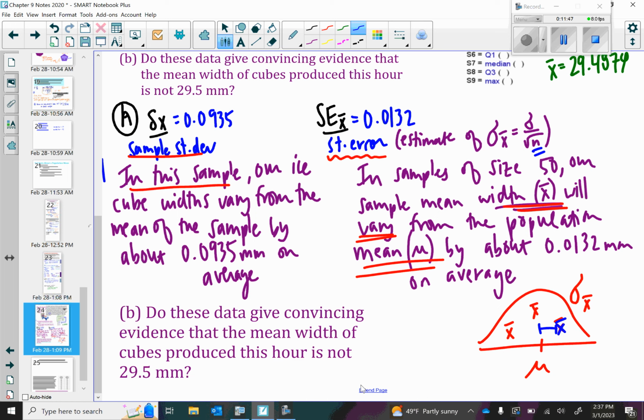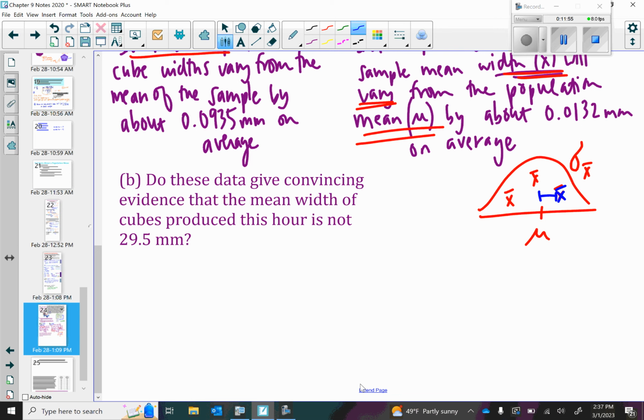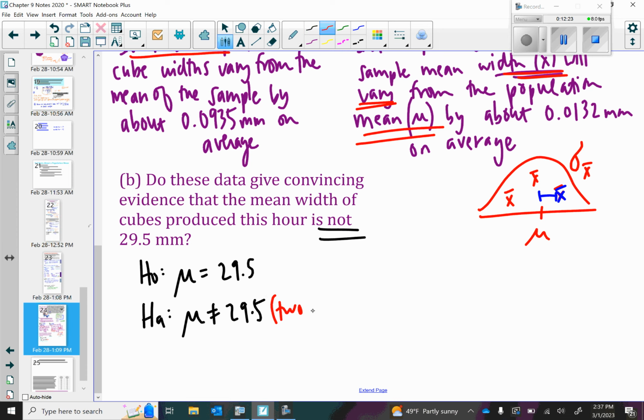B asks us, do these data give convincing evidence that the mean width is not 29.5? I'm not going to do this problem in class or in this note sheet, but we can talk about two things. The first would be our null and our alternate hypothesis here. Of course, the null is that the true mean is 29.5, and our alternate would be not 29.5, so mu is not equal to 29.5, which was what we did the other day in a two-sided test.